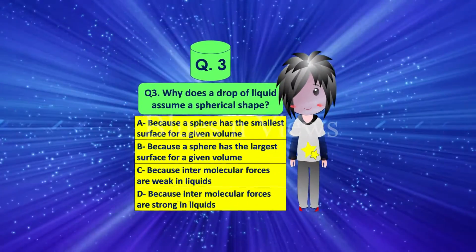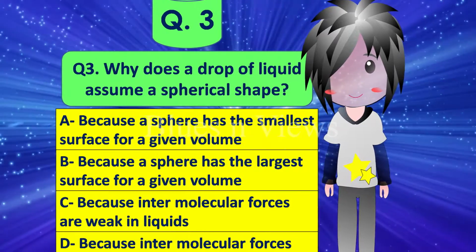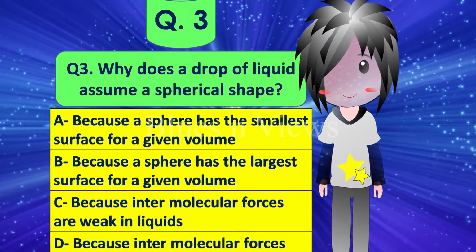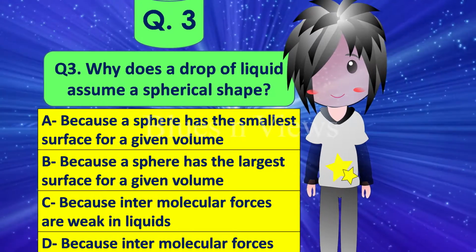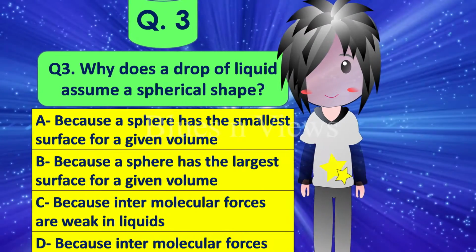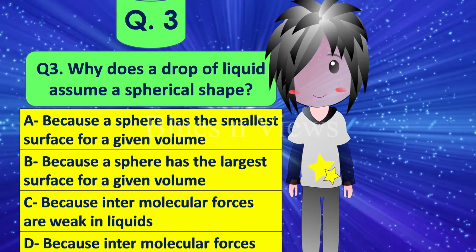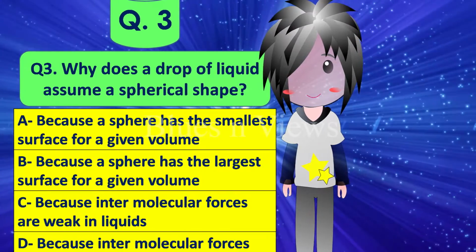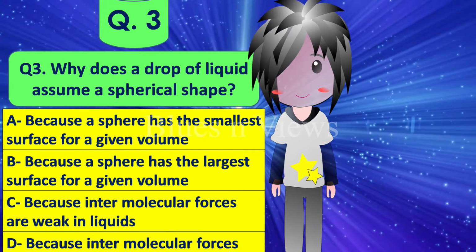Question 3. Why does a drop of liquid assume a spherical shape? Options are: A. Because a sphere has the smallest surface for a given volume, B. Because a sphere has the largest surface for a given volume, C. Because intermolecular forces are weak in liquids, D. Because intermolecular forces are strong in liquids.